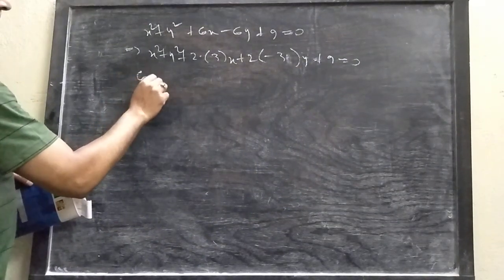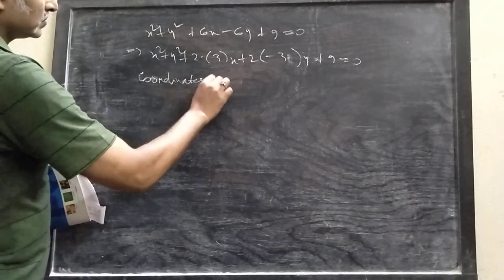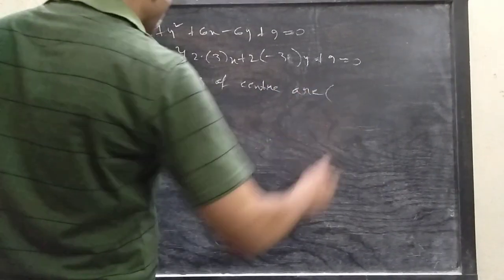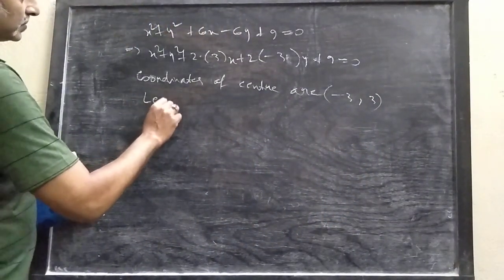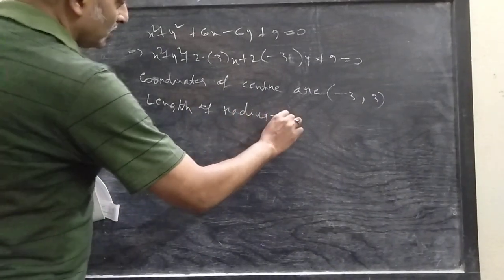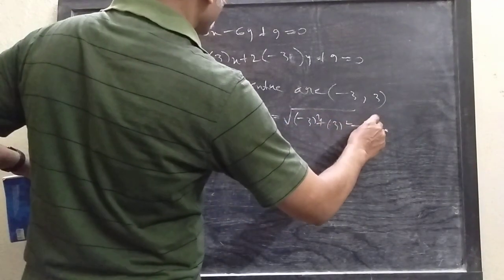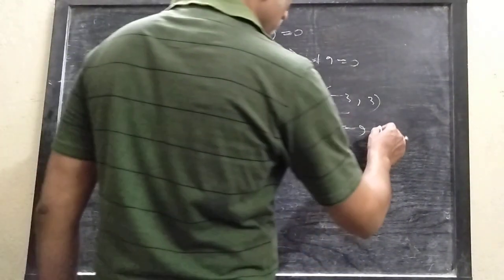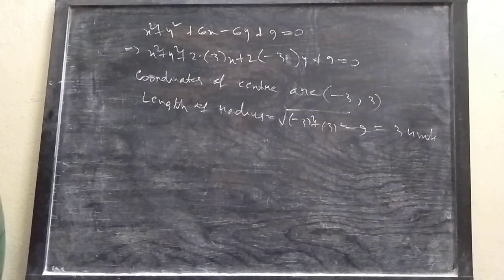So coordinates of center are minus g, minus f. So this will be minus 3, 3. The length of radius is root over g square plus f square minus c, that is minus 9. 3 square is 9, 9 cancelled, so this is 3 units.